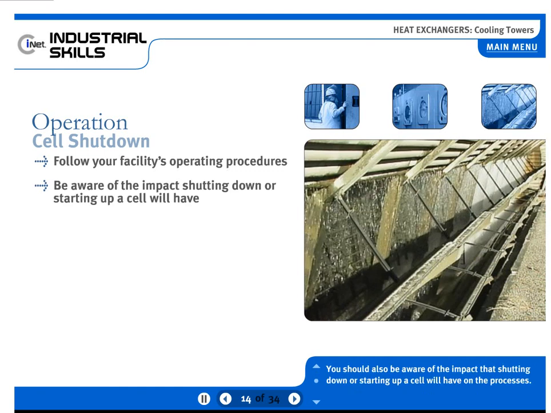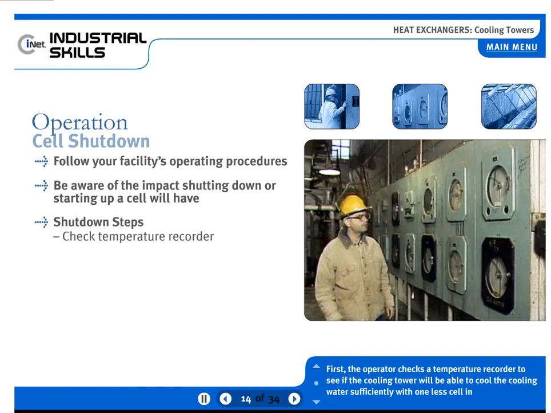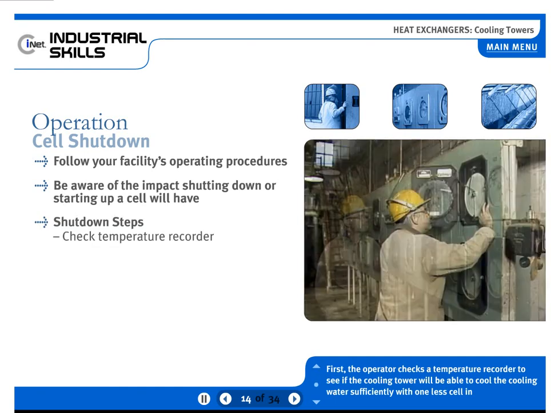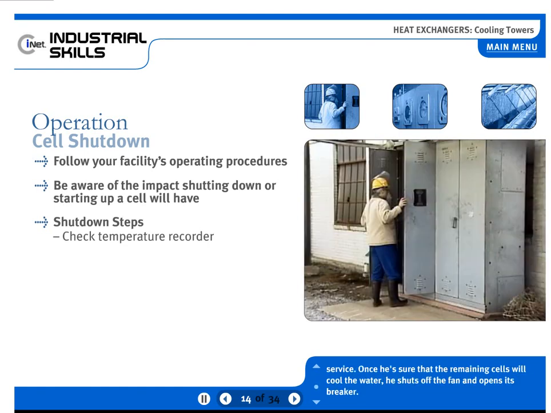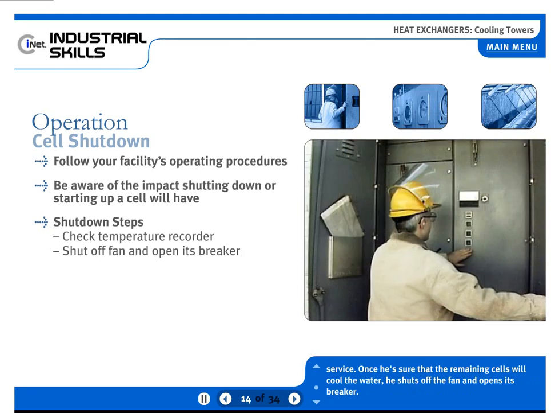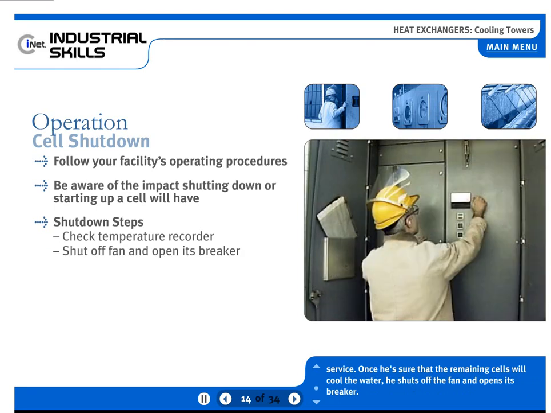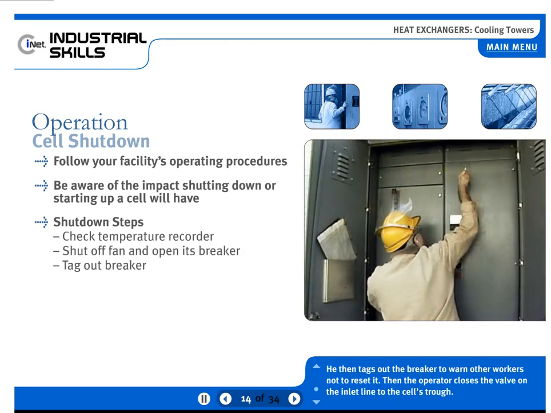You should also be aware of the impact that shutting down or starting up a cell will have on the processes. First, the operator checks a temperature recorder to see if the cooling tower will be able to cool the cooling water sufficiently with one less cell in service. Once he's sure that the remaining cells will cool the water, he shuts off the fan and opens its breaker. He then tags out the breaker to warn other workers not to reset it.